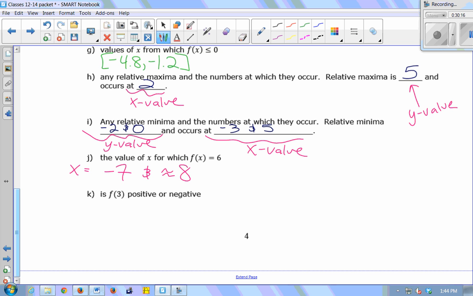All right, let's take a look at f of 3. That means x coordinate of 3, corresponding y coordinate. Is the corresponding y coordinate positive or negative? Positive, because it's above the x-axis. All right, does that make sense? Feeling like starting to sink in?